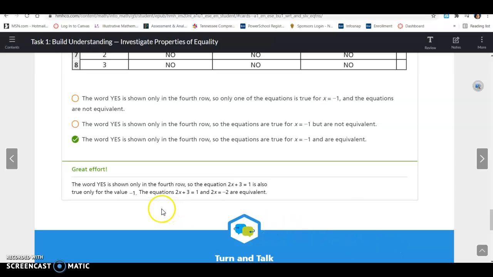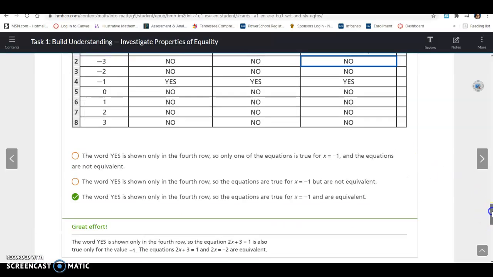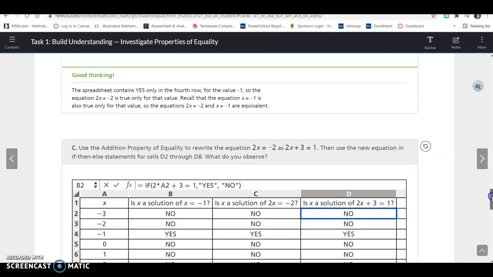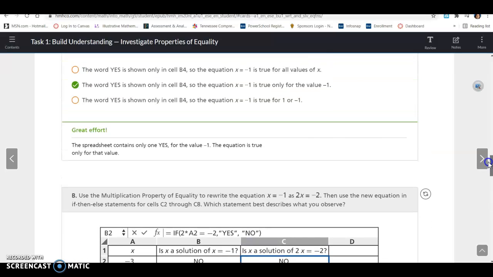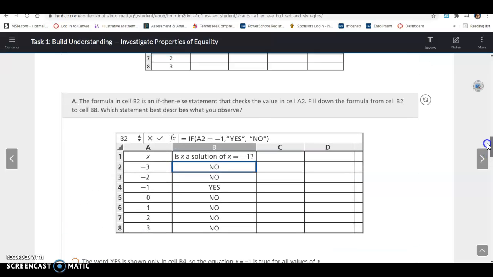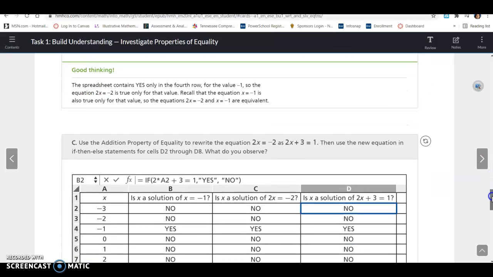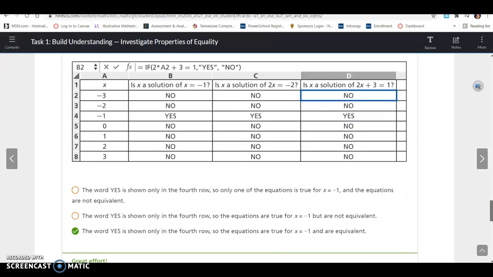All right, so hopefully you can see what we have done using these tables here. These are just simple equations, but we are looking to see if they are equivalent by using x values to plug in and make a table.